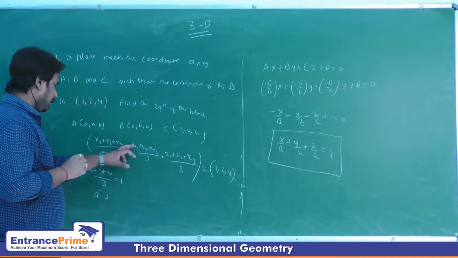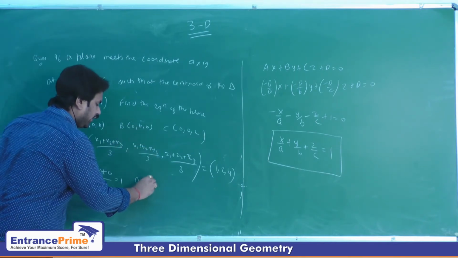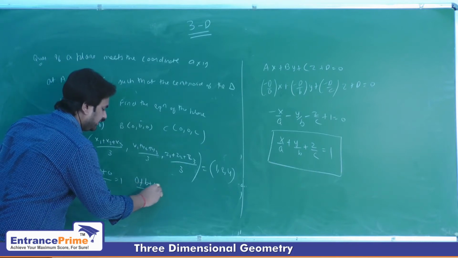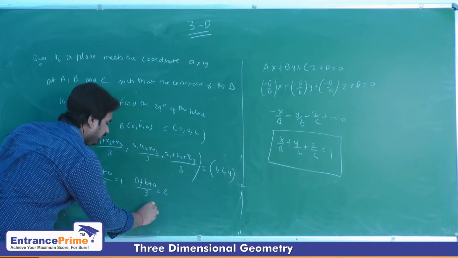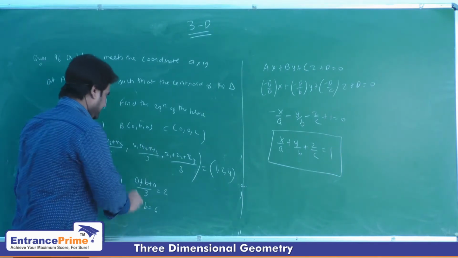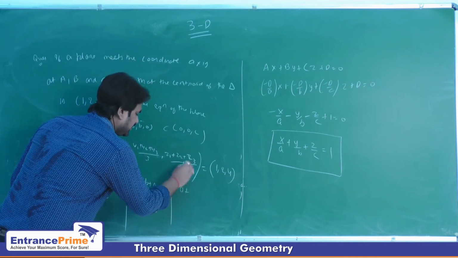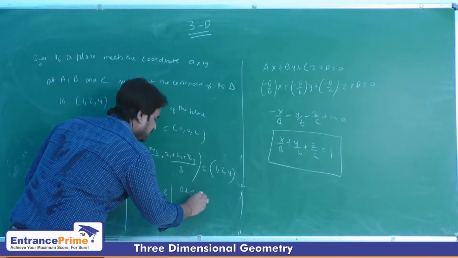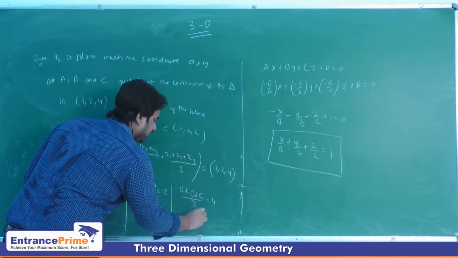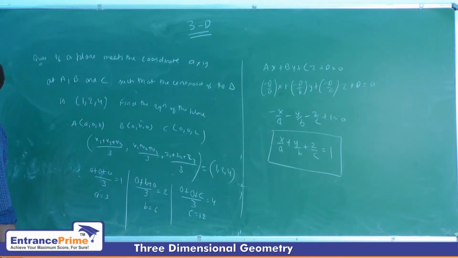And what is y1? y1 is 0. What is y2? It's b. And what is y3? 0, divided by 3. What is given? It is 2. So what is the value of b? b comes out to be 6. Similarly we will calculate the z coordinate. z1 is 0, z2 is 0. What is z3? z3 is equal to c divided by 3, that is equal to 4. So c comes out to be 12.